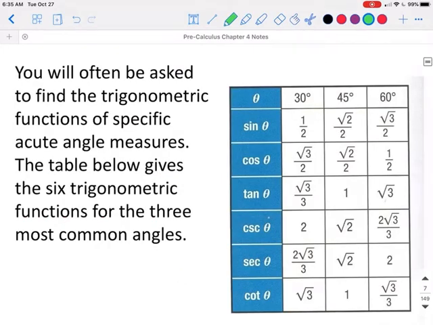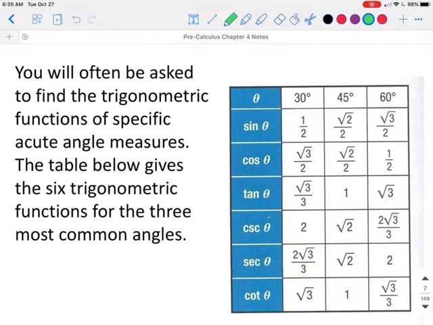Now you will often be asked to find trigonometric functions of specific acute angle measures, and so this table is going to give us the 6 trigonometric functions for the 3 most common angles. So if you're looking at an angle that is 30 degrees, then the sine of the angle, once the fraction is reduced, would always reduce to be 1/2. The cosine of theta will always reduce to be radical 3 over 2.